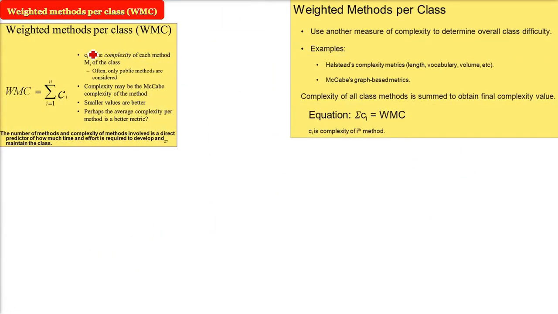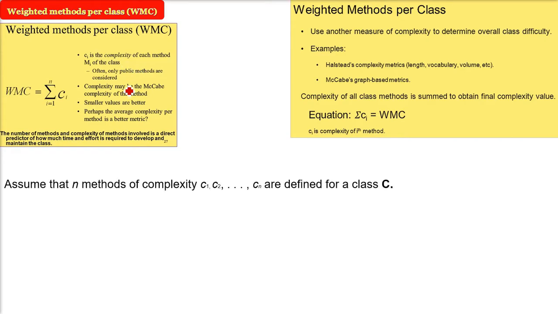Weighted methods per class, WMC. Now what does it mean? Just assume that we have a class C and we have, say, n methods in this class. And these n methods have complexity C1, C2 till Cn. So a class we have defined has certain functions, and each of them has a corresponding complexity.